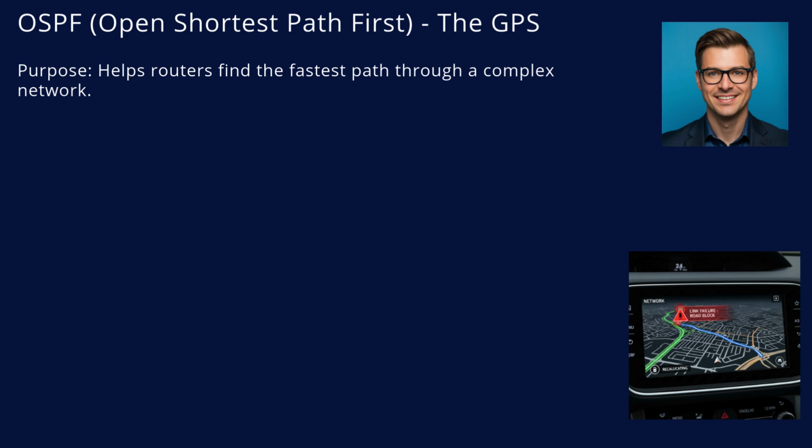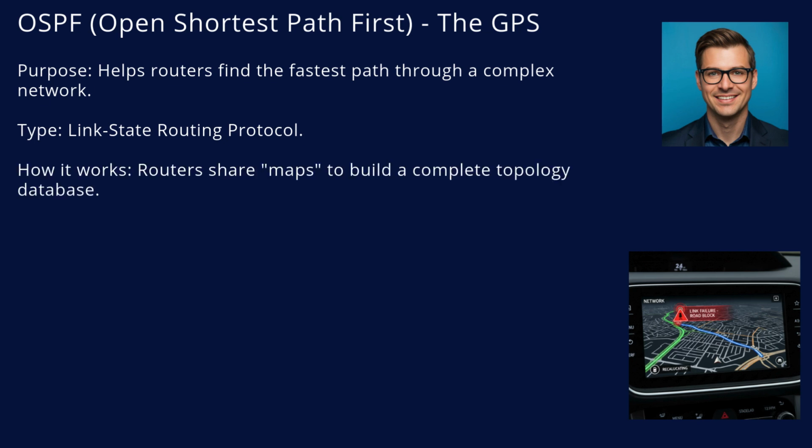Finally, how do routers know which way to send the IP packets? They use routing protocols like OSPF, or Open Shortest Path First. Think of OSPF as the GPS for the network. Its purpose is to find the fastest path. It is a link state protocol.